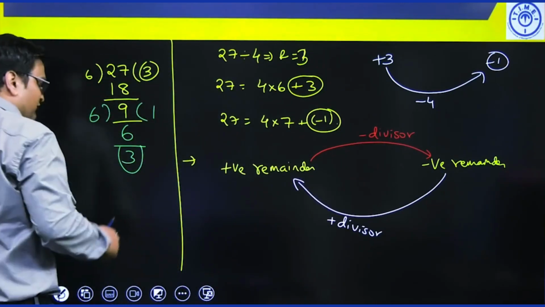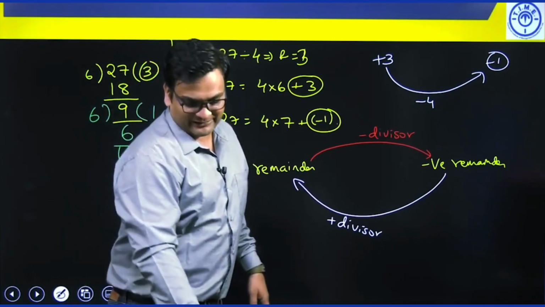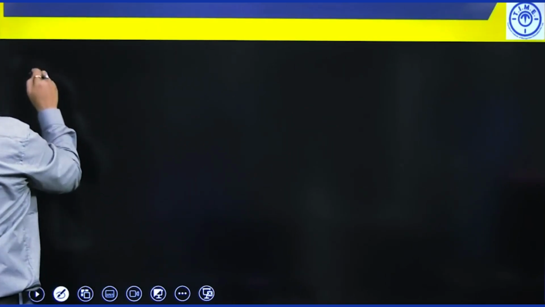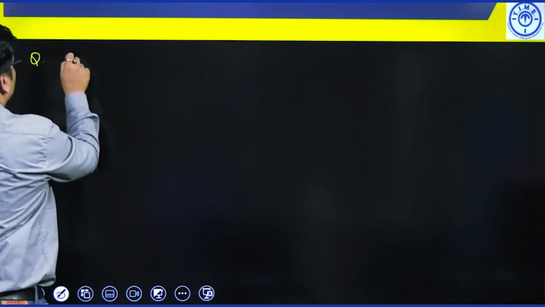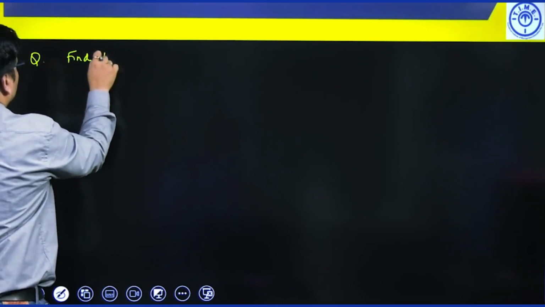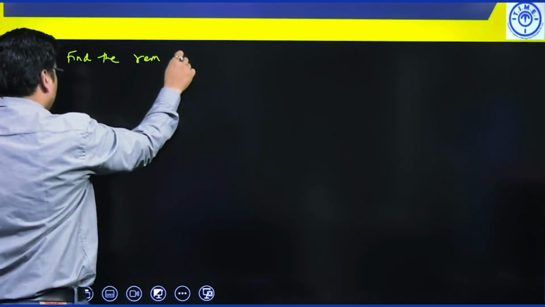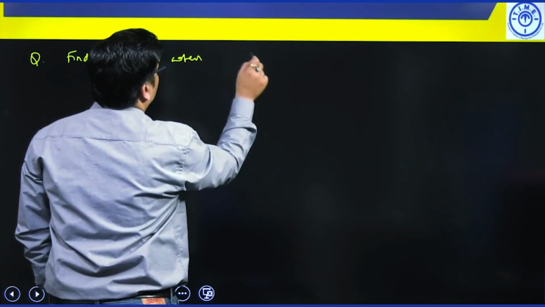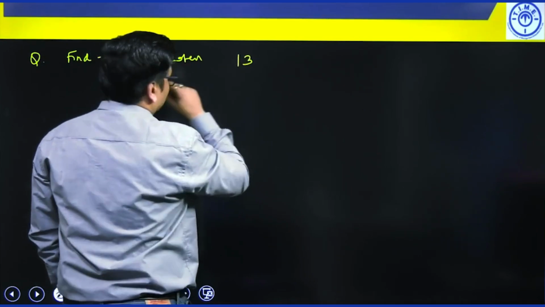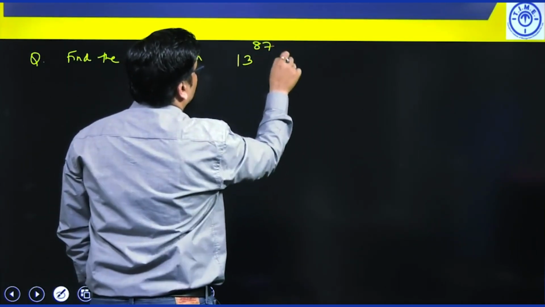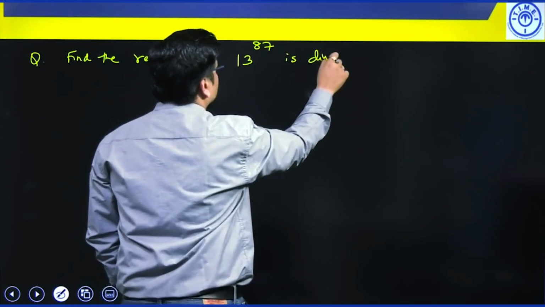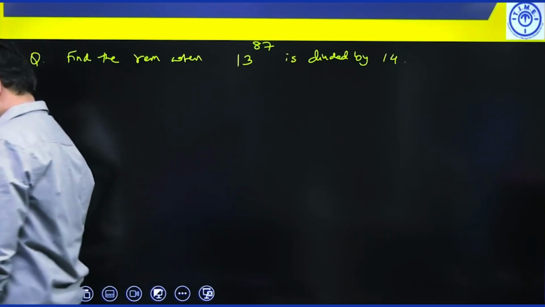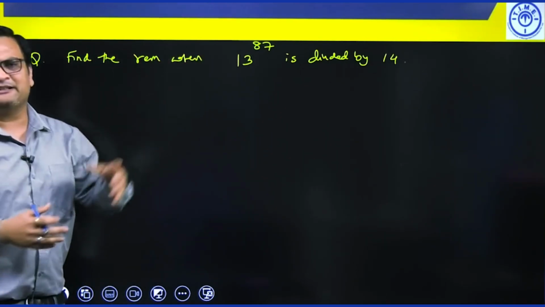Now, why do we do it? Why are we even talking about this property? What is the use of it? Let's try to understand that with the help of a small problem. Notice, find the remainder when 13 to the power 87 is divided by 14. So we have to find the remainder for this large number 13 power 87.